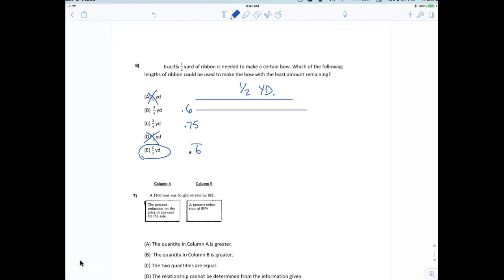Is it C? No, it's not C. You're confusing yourself. What is it? B. Why is it B? It's closest to 50. Yeah. See what we're doing? So 0.75 would be a little bit longer, and 0.6 repeated would be a little bit longer than 0.6.